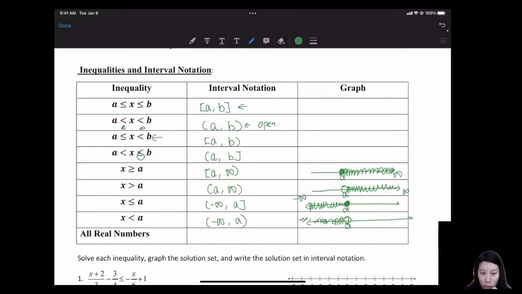Okay, all the real numbers. All the real numbers means from negative infinity to positive infinity. That means everything on the number line. You just include all of them.